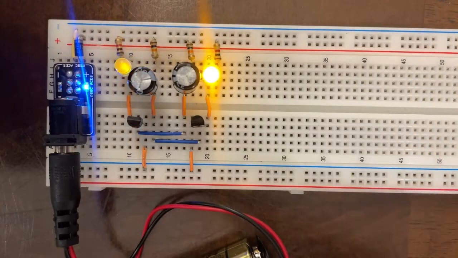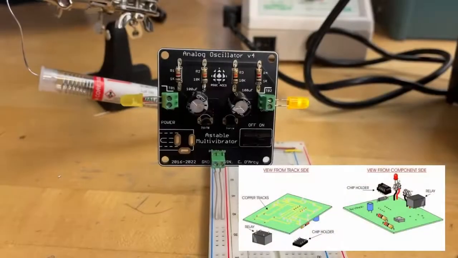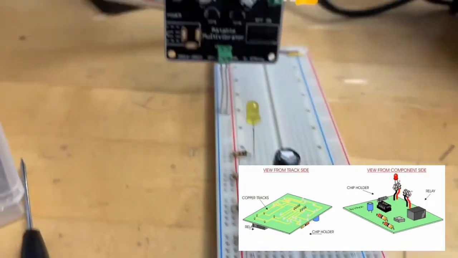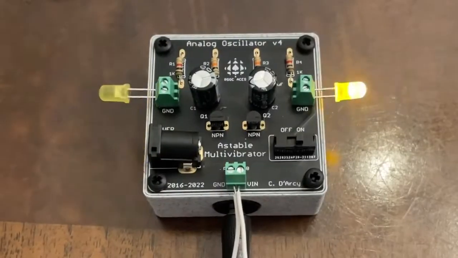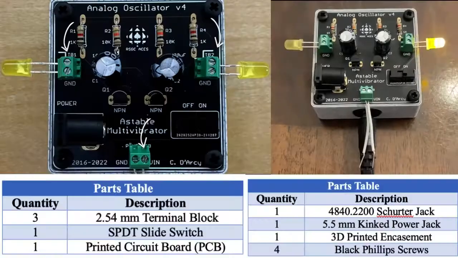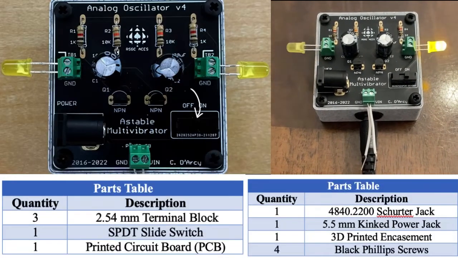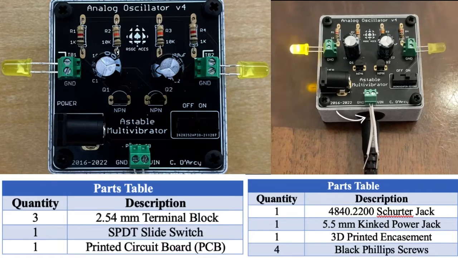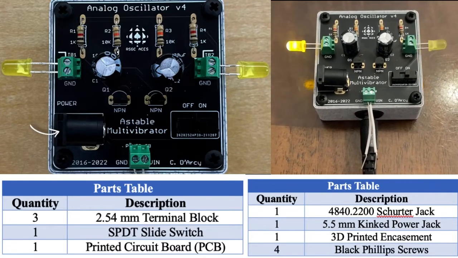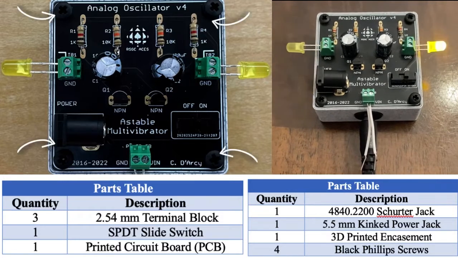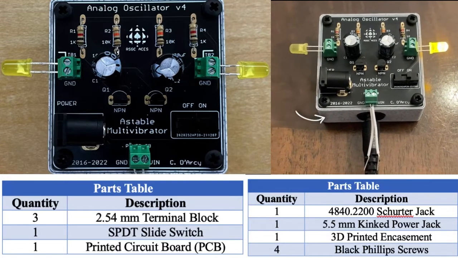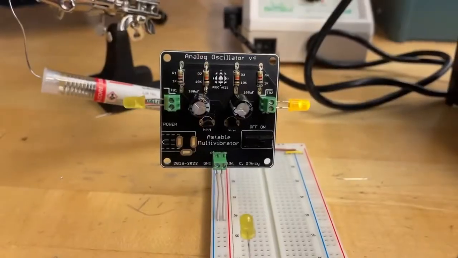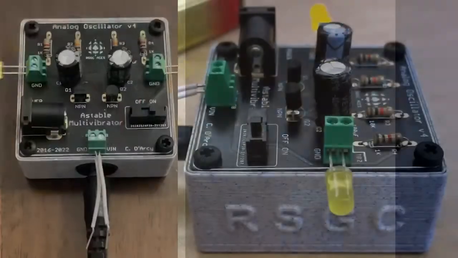Now transitioning from prototype to permanence, the PCB. The PCB serves as a permanent and improved form of the prototype from a functional perspective and is all tied together within an encasement. For the PCB and encasement, I used 3 2.54mm terminal blocks, 1 single-pole double-throw slide switch, 1 PCB, 1 48220 Schroeder jacks, 1 5mm kinked power jack, 4 black Phillips screws, and 1 3D printed encasement. After soldering all the components into their respective places, the completed build would look like this.